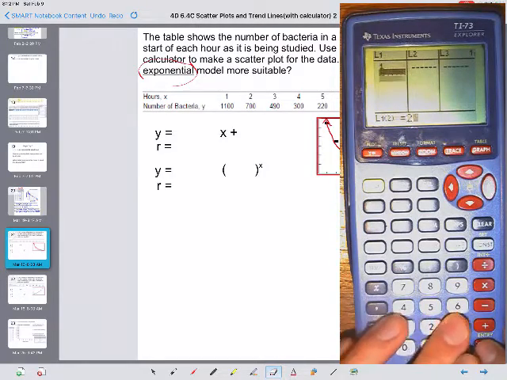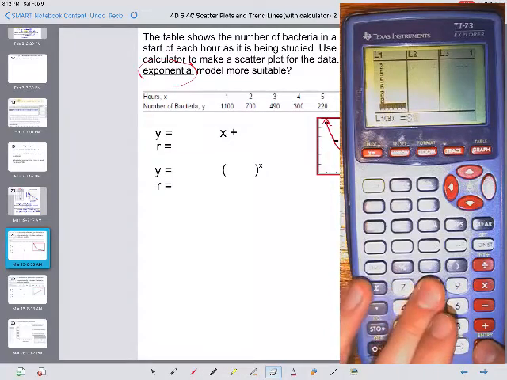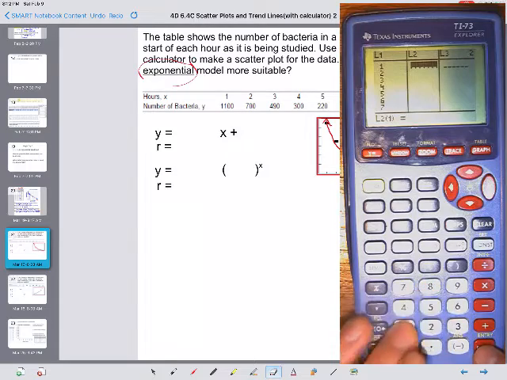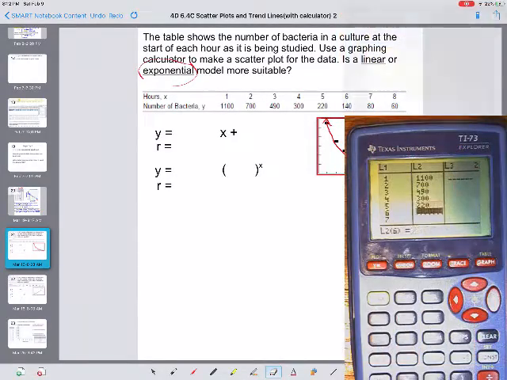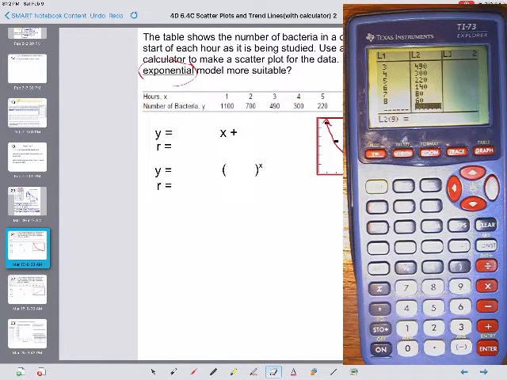1, 2, 3, 4, 5, 6, 7, and 8. And then my y values that correspond to that. That's going to be 1100, 700, 490. All right, so there are all of our points.